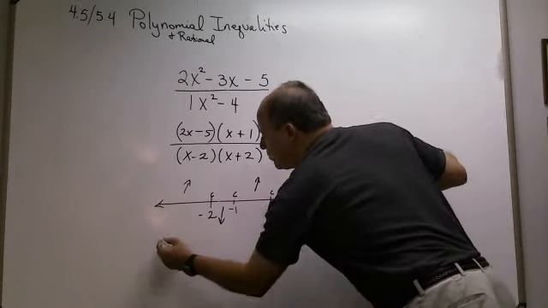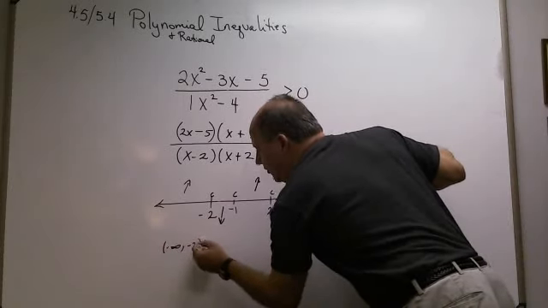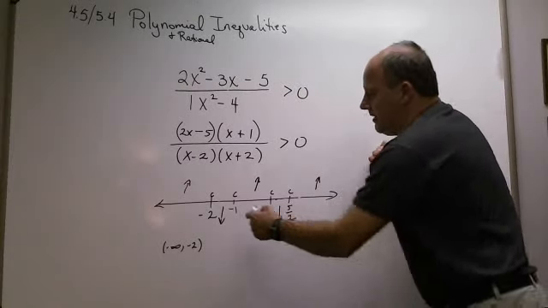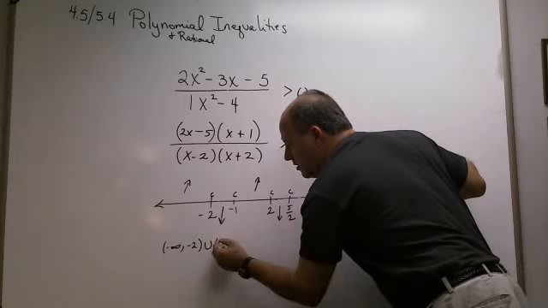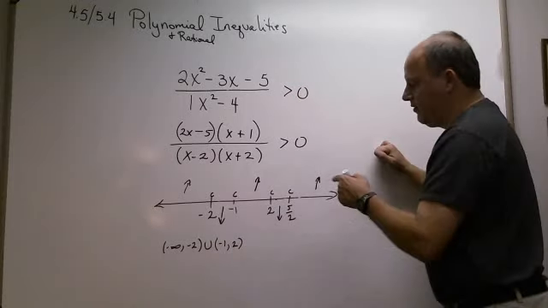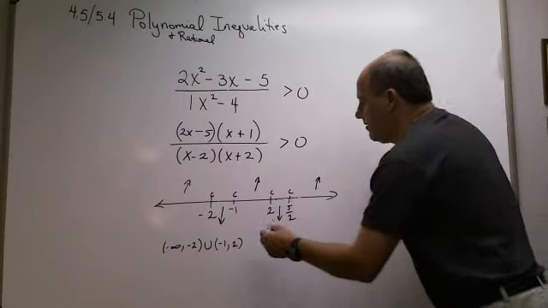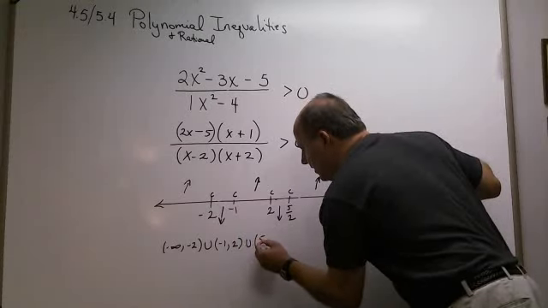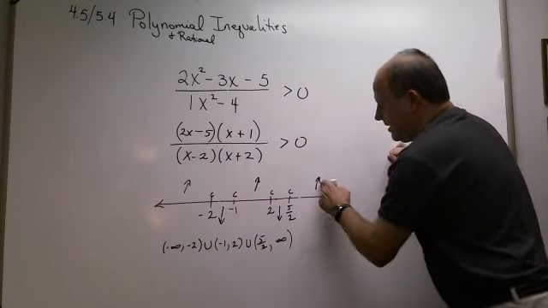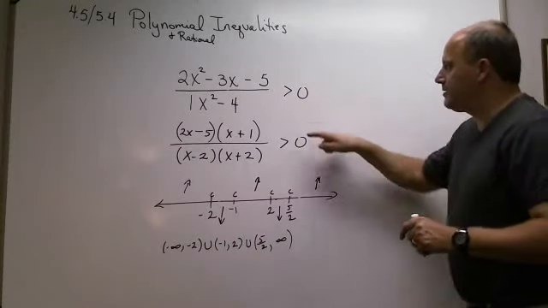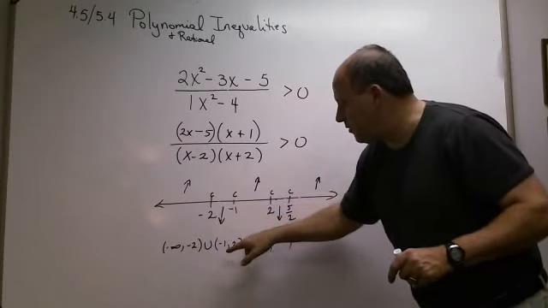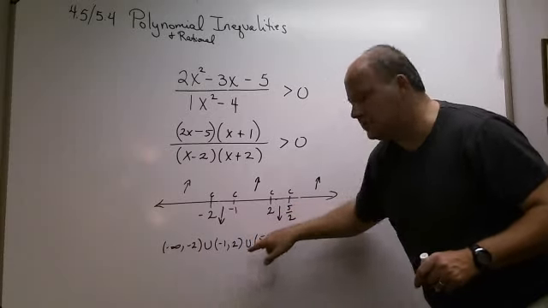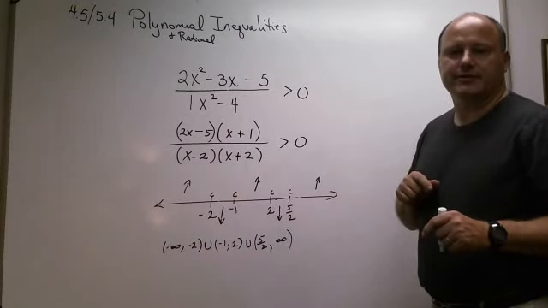So the answer is going to be negative infinity to negative 2. That's where it's above. Negative 2 to negative 1 is below, so we don't want that one. Negative 1 to 2, it's above. 2 to 5 halves is below. And then 5 halves to infinity is above on this side. No brackets because it says strictly greater than 0. So there are three intervals where this thing is greater than 0.